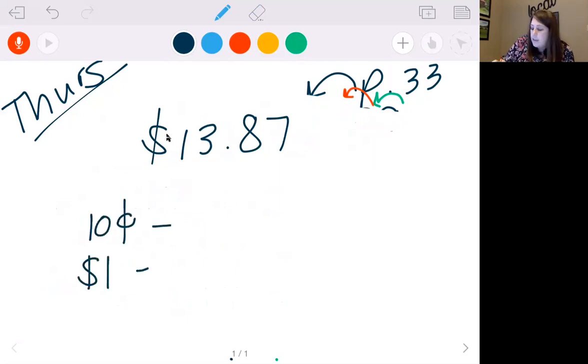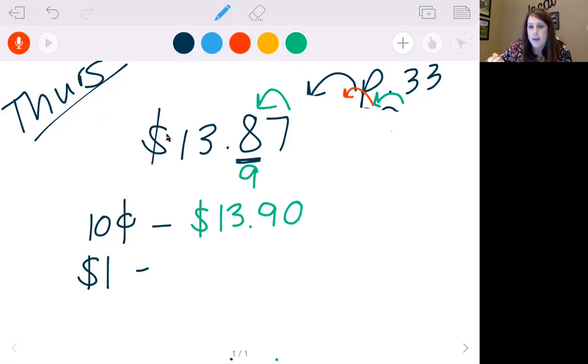So for the nearest 10 cents, this is your 10 cents right here. So that 7 is going to tell me that that 8 needs to go to a 9. So for the nearest 10 cents, I would write 13.9. But here's the thing you need to remember about money. Money always has 2 decimal places. So I need to put that 0 there to make it actual money. I can't just leave it at $13.9. It needs to be $13.90.